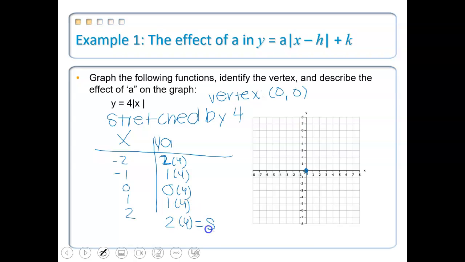So if you like a table, the a value multiplies to those original points, which are always 2, 1, 0, 1, 2, and the negative 2, negative 1, 0, 1, 2. You can also create it as a piecewise and apply what we did yesterday.